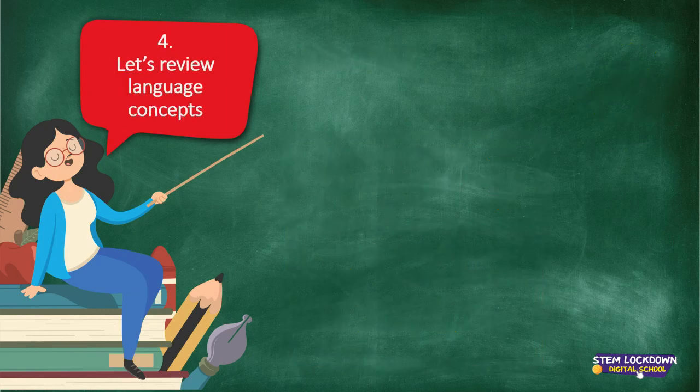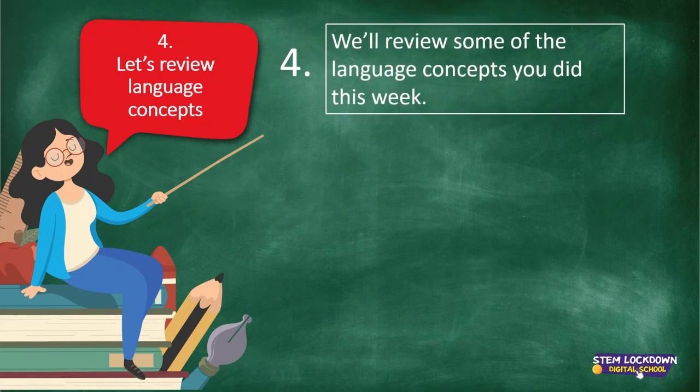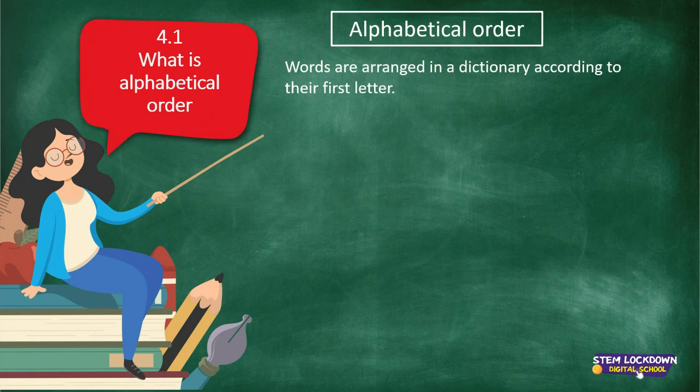Now, we did a whole lesson on language this week, so we're going to go over some of those with different questions this time. So remember we started off with alphabetical order, remember that. And we spoke about the fact that words are arranged in the dictionary according to their first letter. For example, apple, banana, carrot. Apple will go first because A is before B is before C.